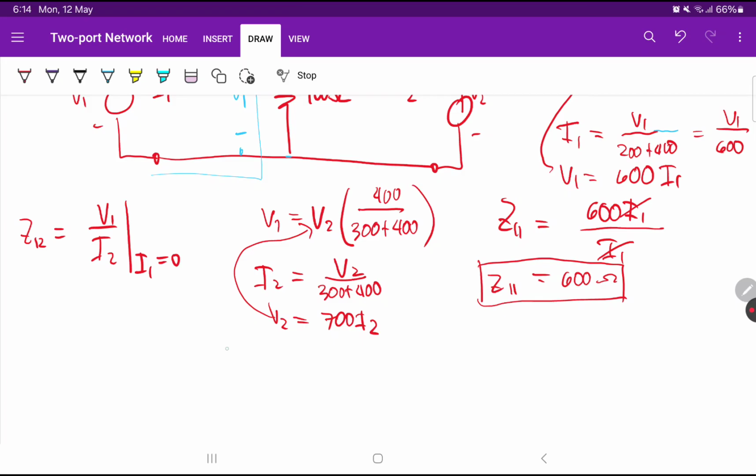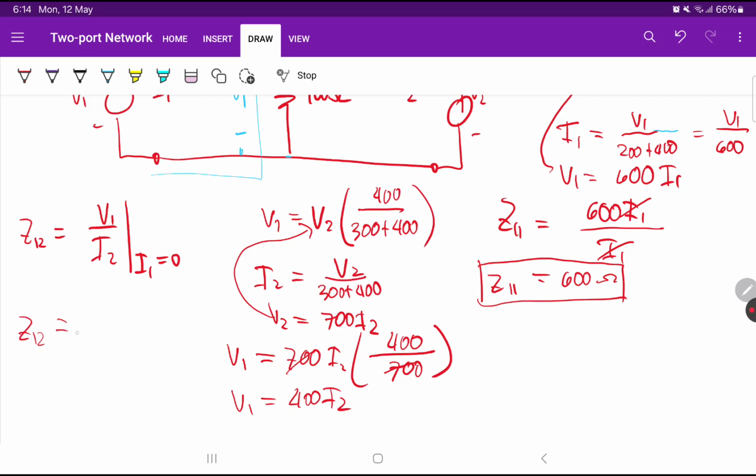So solving for V1, V1 now will be equal to 700 I2 multiplied by 400 divided by 700. And we can cancel out that 700. So therefore V1 is equal to 400 I2. Then we can now solve for our Z12. Z12 is equal to V1, which is 400 I2 divided by I2. Then we can cancel that out. So therefore Z12 will be equal to 400 ohms.